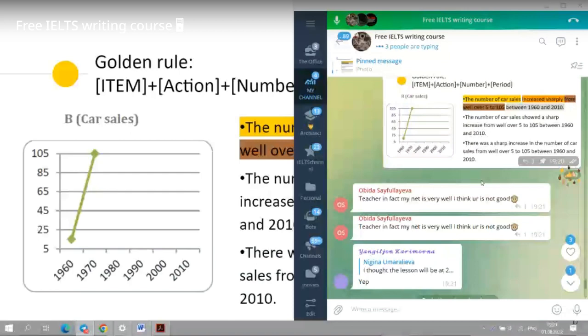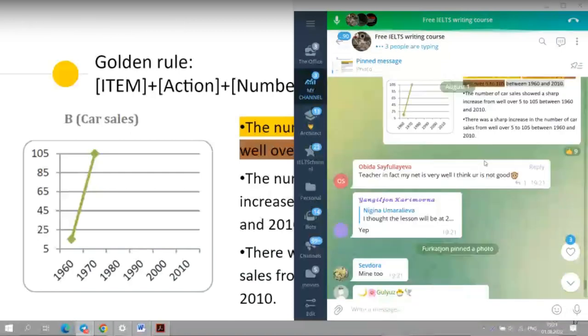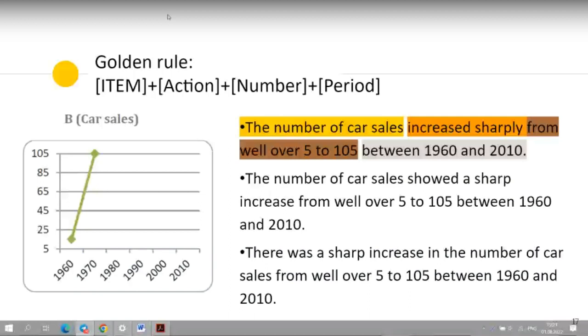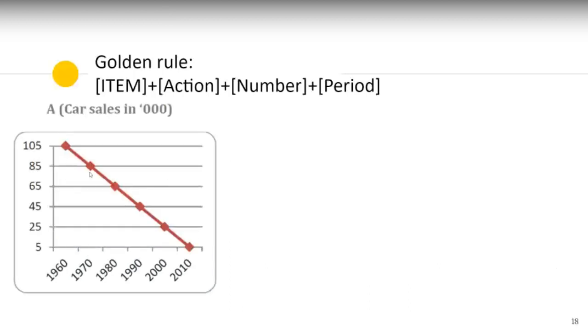So here's what we're gonna do. Now you know how to describe trends. Now we'll do some exercise. I will show you a trend and you have to describe it. Describe this trend in one of the 3 ways. I showed you 3 ways of doing it. Just write your answers in the group. I will check them in the group. If you write correctly, I will give a reaction to you.